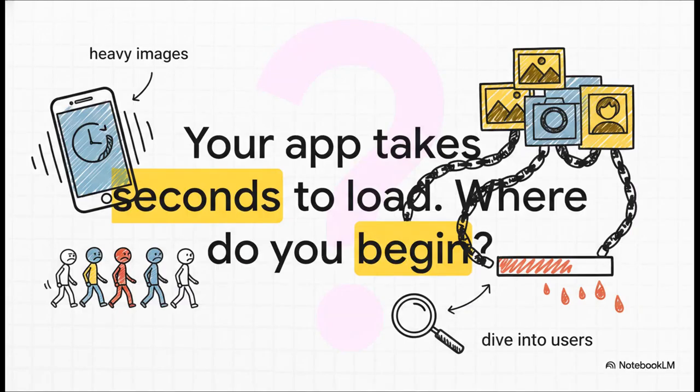So, picture this. Your app is taking over 7 seconds to load. In internet time, that's an eternity. Users are bouncing, engagement is tanking, and it all comes back to those beautiful, but gigantic, images. This is a textbook performance bottleneck. So, where in the world do you even begin?